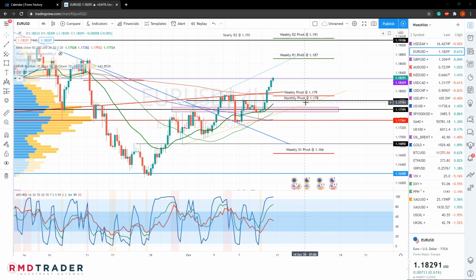And also, of course, should we break below this area, we would see price move back into this area at 1.175, which is also additional support. But any close below that, and of course, this 100 SMA on the 4-hour, any close below that would be bearish and could see price move lower, back towards perhaps this level at 1.168. That is where we find some support.